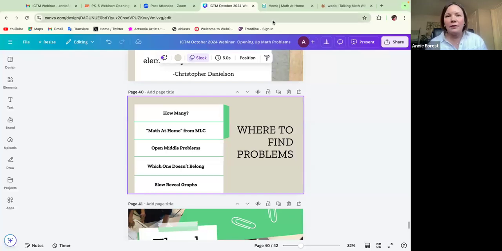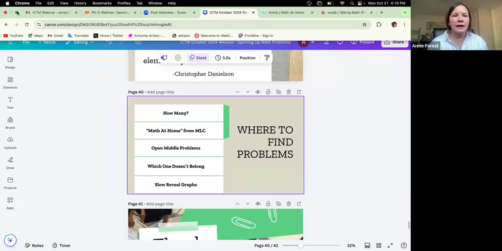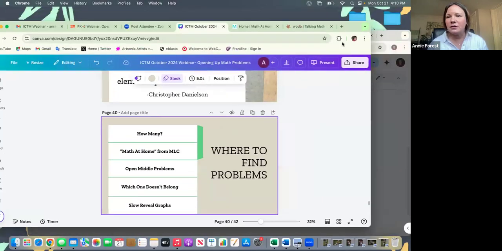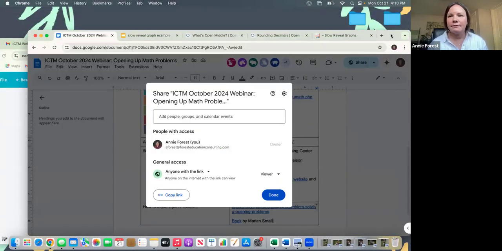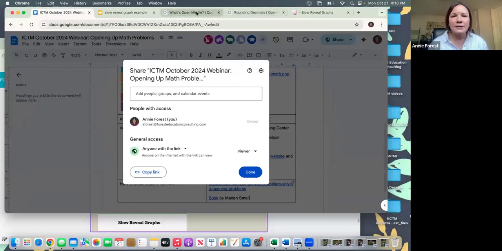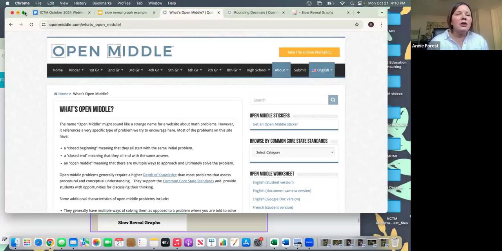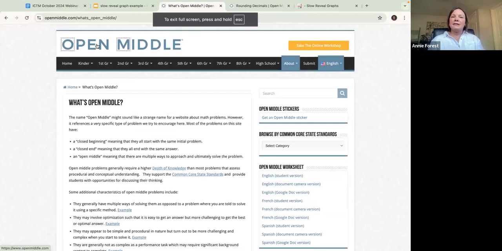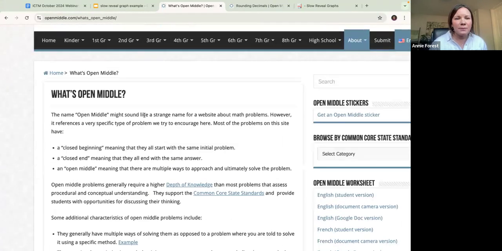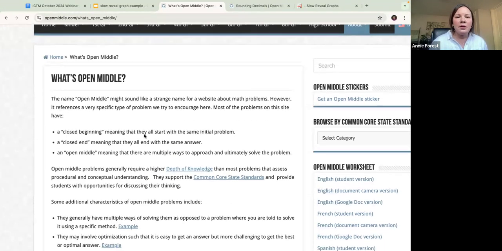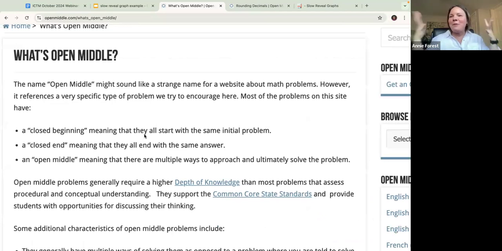Okay, open middle problems is another one of my favorites. And I'm just going to switch to a different browser because I kind of had it queued up, ready to go. Okay, so this site is called Open Middle. And I have it open here to the About page just so I could kind of show you this part right here.